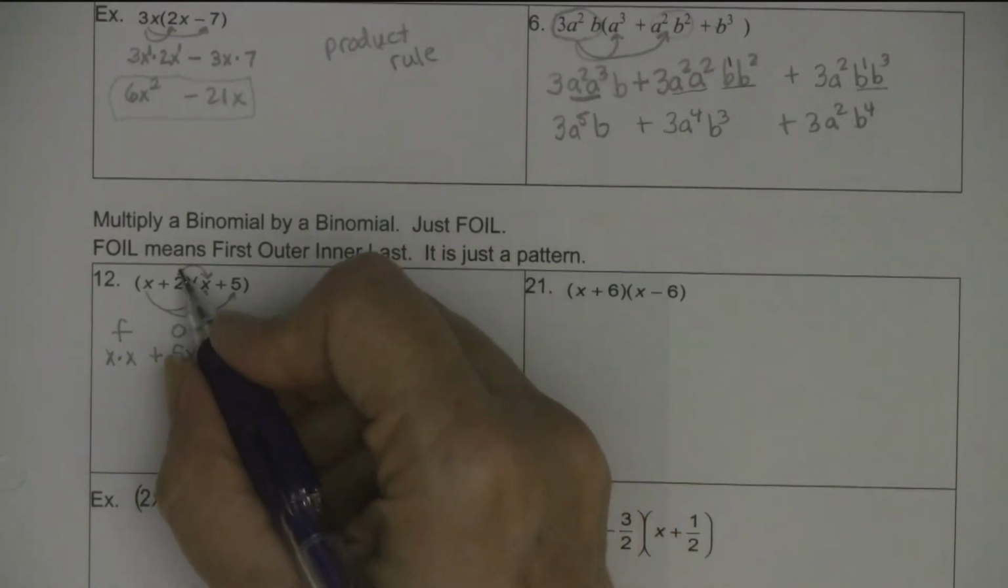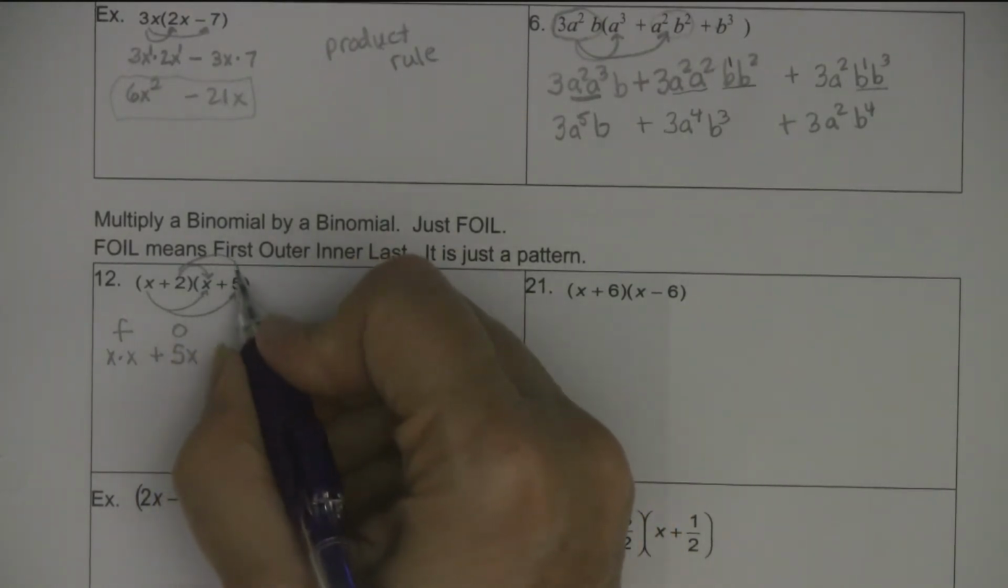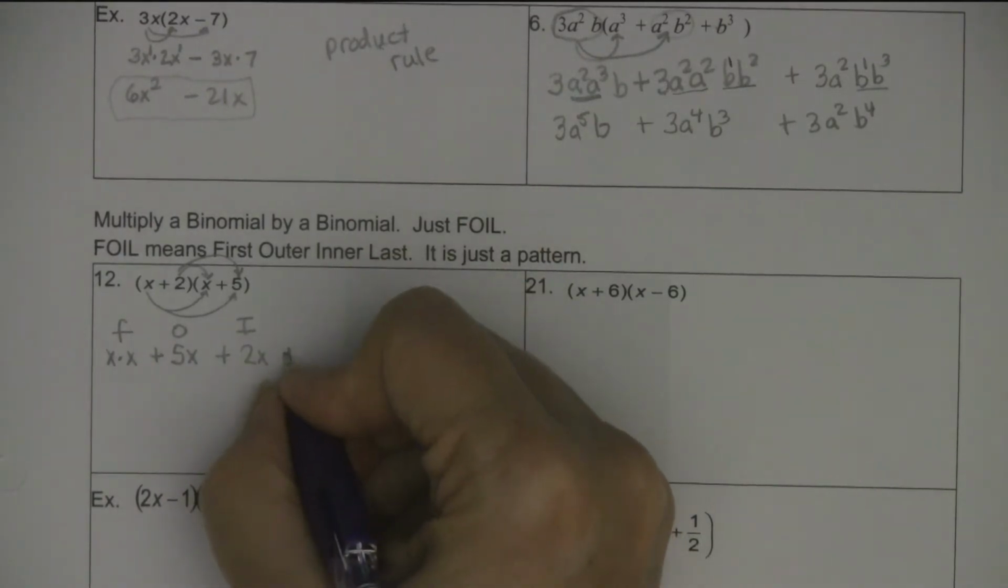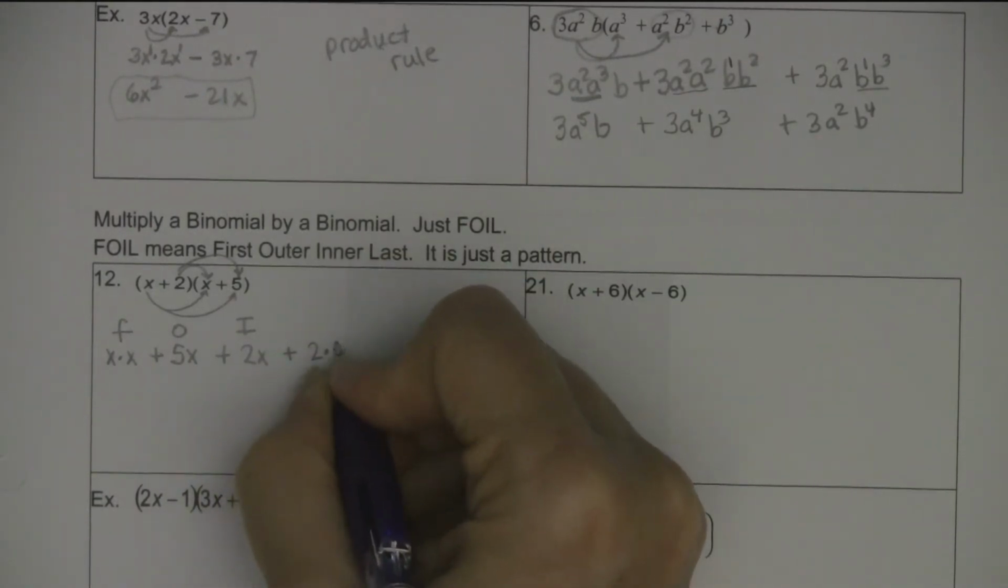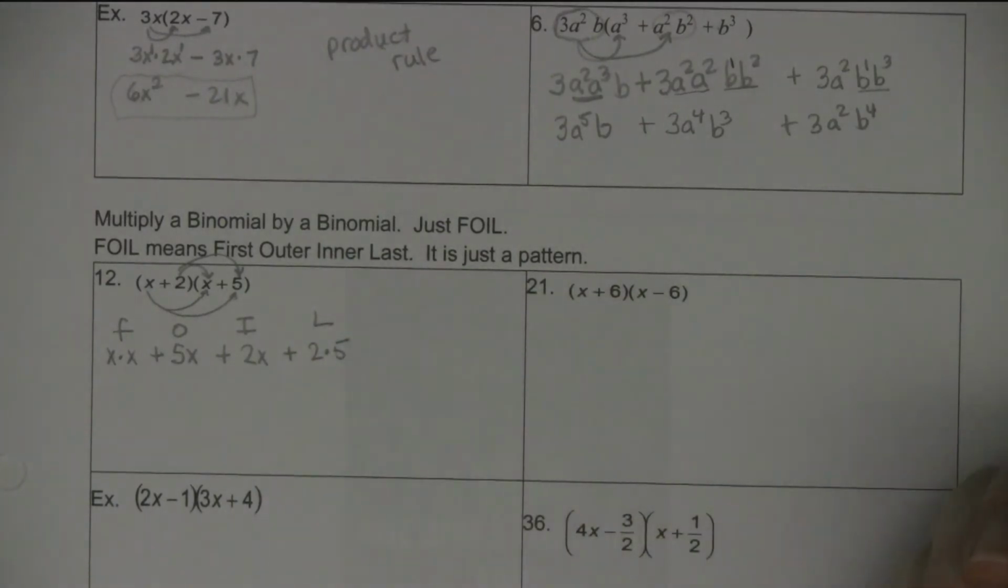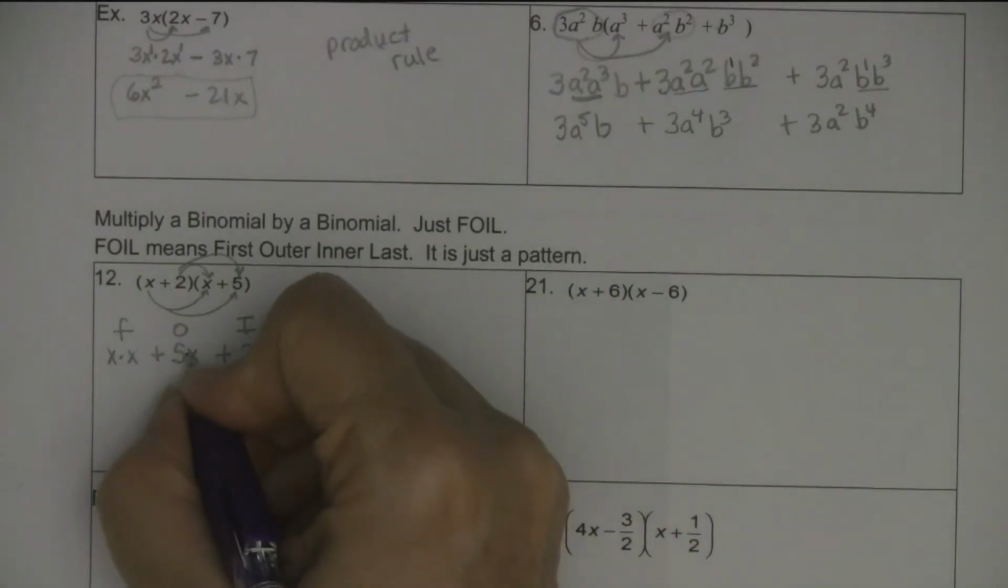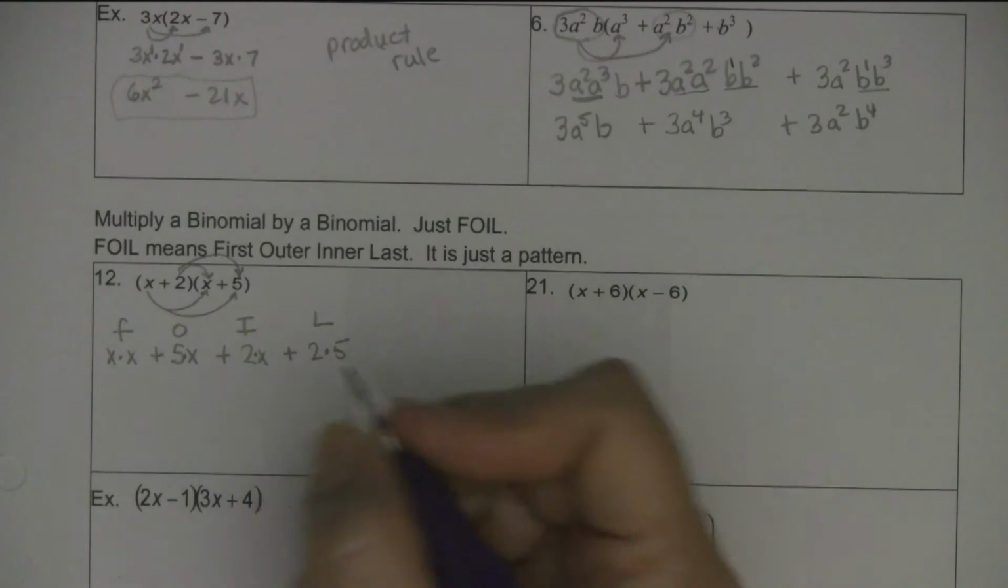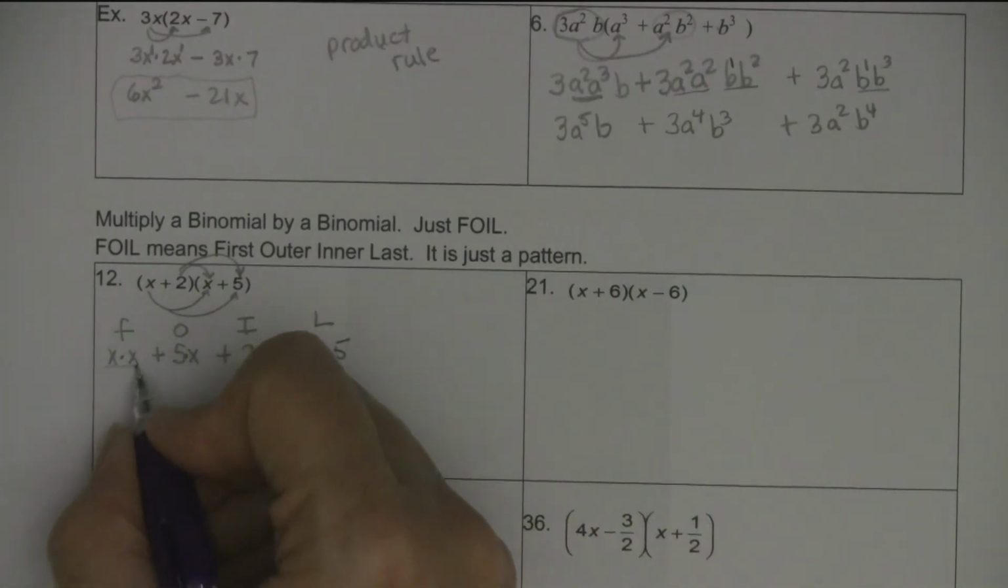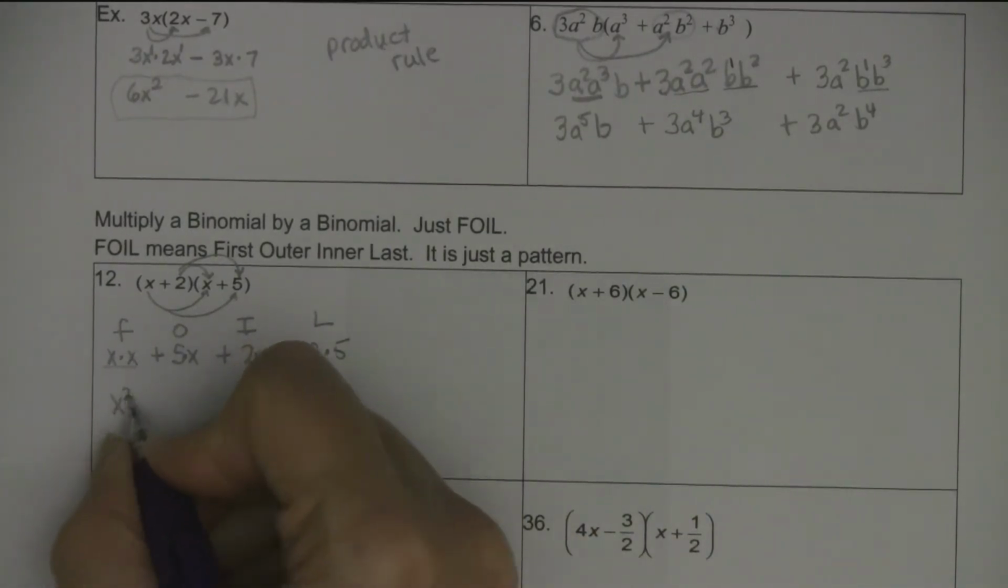And then last but not least, a positive times a positive and 2 times 5. And I wrote out what you're going to multiply. So you can put a times here if you like, put a times here if you like. So you multiply those together, you get x squared.